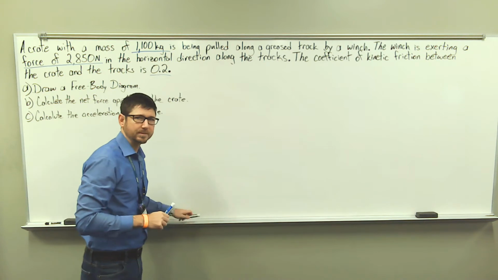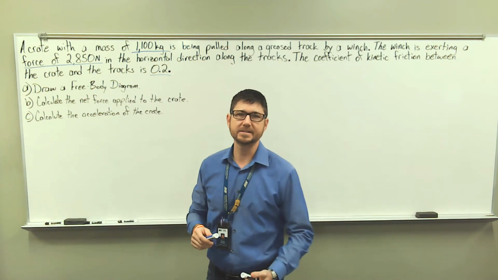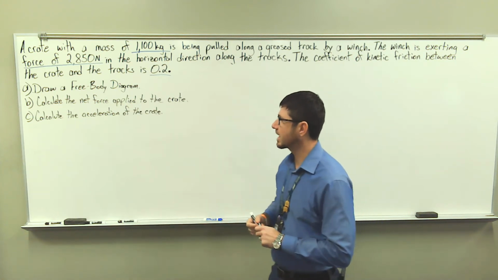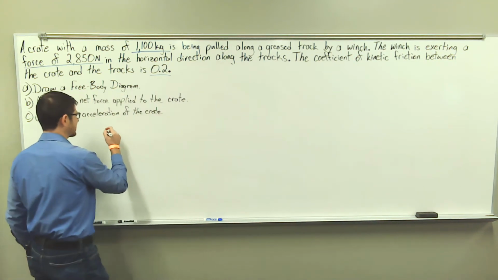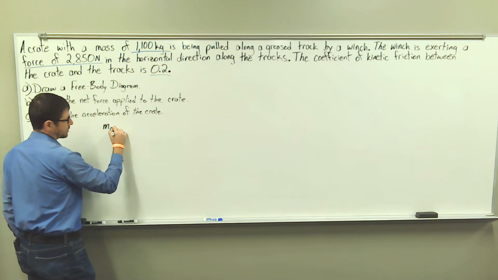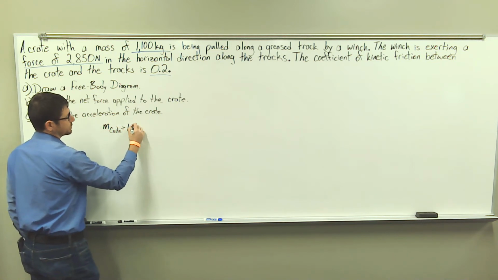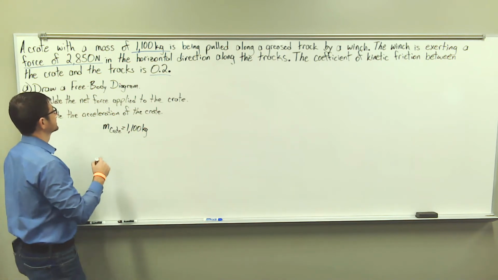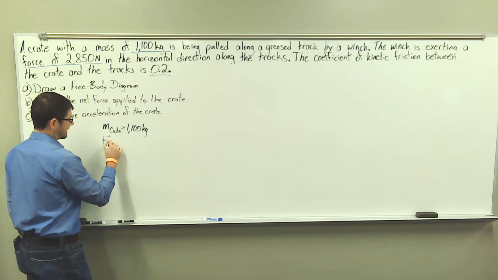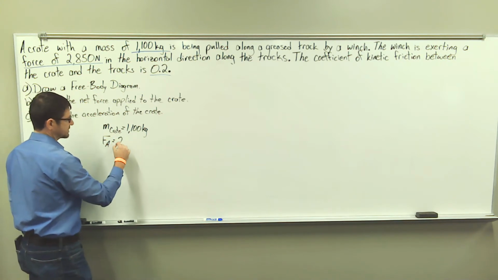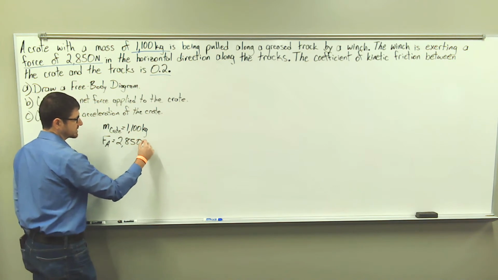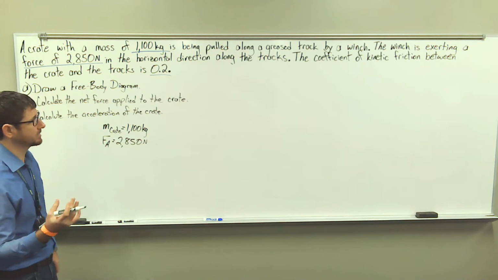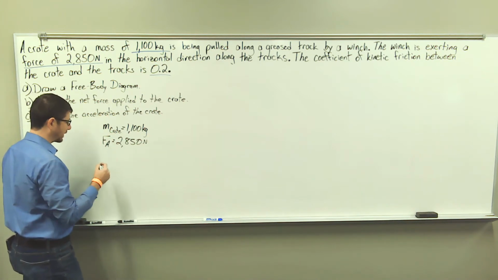Now before we draw a free body diagram, let's just go ahead and list some knowns and unknowns. So some important information that I underlined. We have a mass of the crate. So I'm going to say M sub crate is equal to 1,100 kilograms. The applied force of the winch, so I'll say F sub A for applied force, is 2,850 newtons. And the coefficient of kinetic friction between the crate and the greased tracks is 0.2.